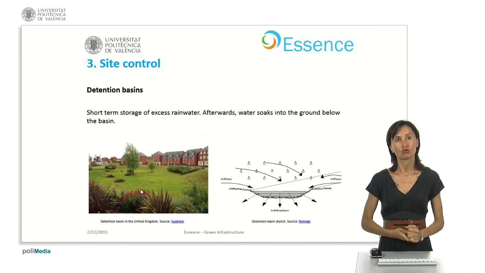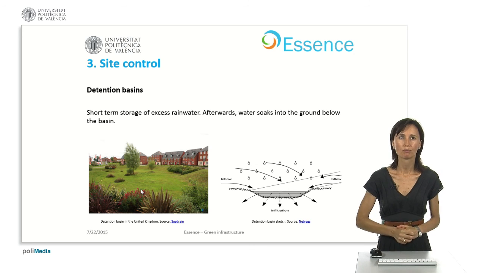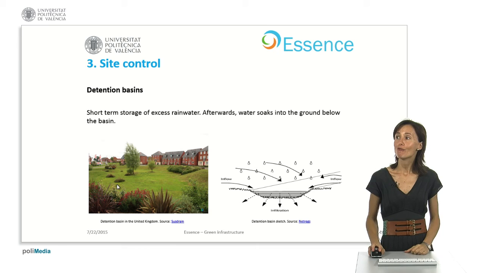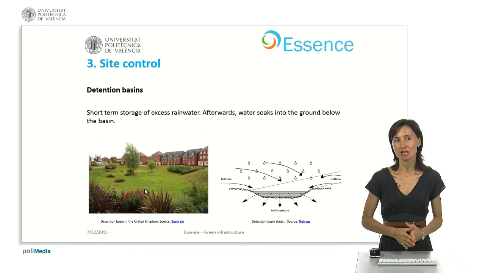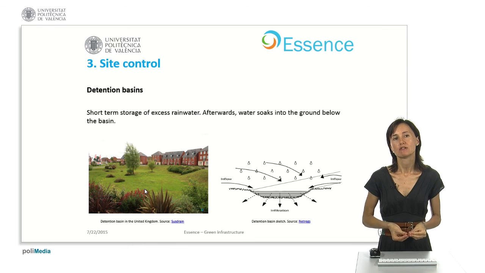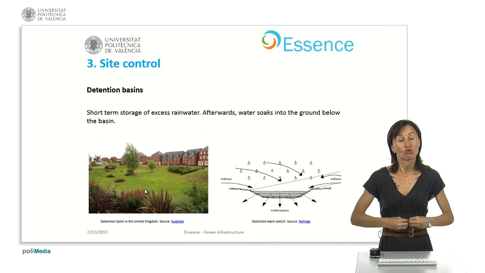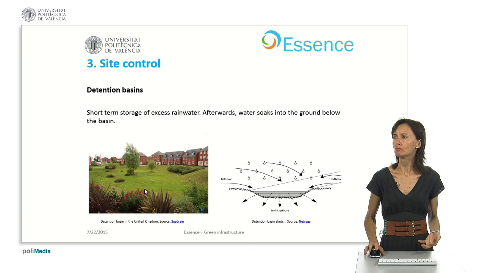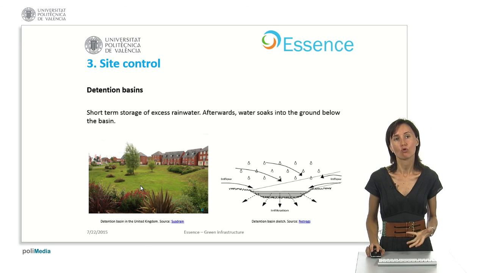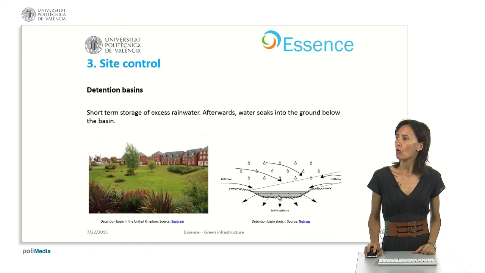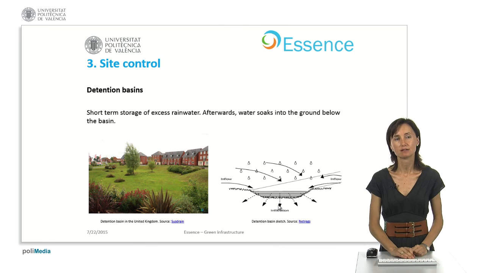Regarding site control components, second group, we have detention basins. Detention basins are flat areas covered by grass, which are generally dry, and when there is a storm event, they allow short-term storage of water, and afterwards water is infiltrated below the basin.